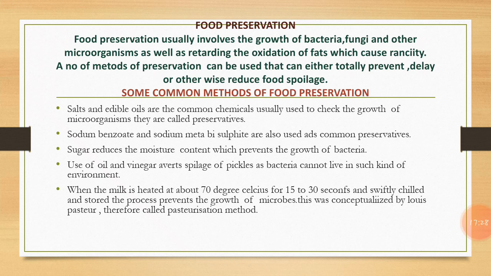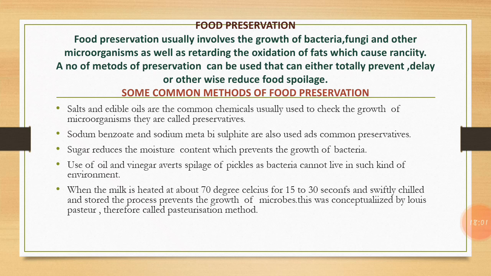What are the methods? The first one is salt. Salt and edible oils are the common chemicals usually used to check the growth of microorganisms. That's why they are known as preservatives. The next are sodium benzoate and sodium metabisulfite. They are also used as common preservatives to preserve food. Next is common salt. We have used common salt to preserve meat and fish for ages.